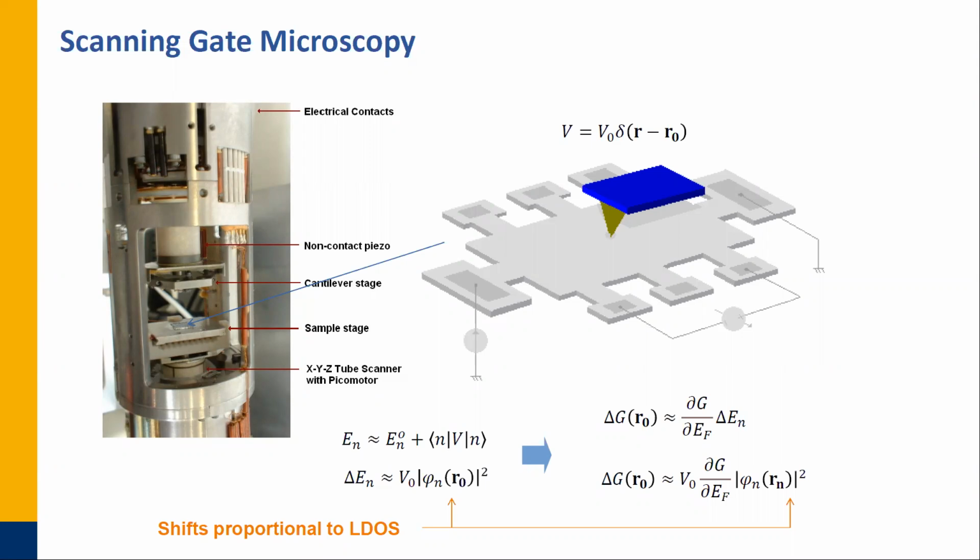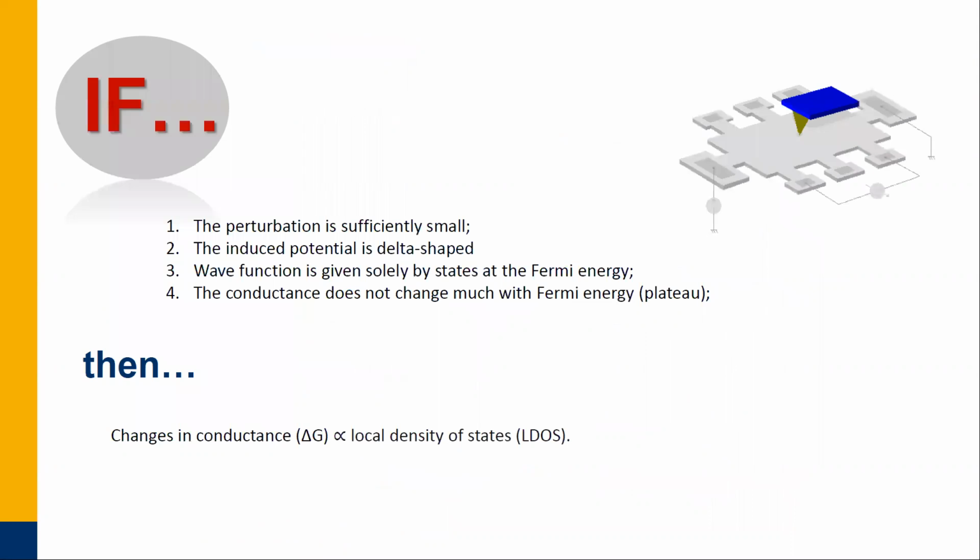You see where I'm getting at? So I can do a map of the local density of states by resting the tip on top of the device while simultaneously measuring changes in conductance. So again, it's a big if. If the perturbation is very small, if the induced potential is a delta function, if the wave function is given only by states at the Fermi level, if the conductance doesn't change much, then the images correspond to the local density of states in the device. And again, it's a big if.